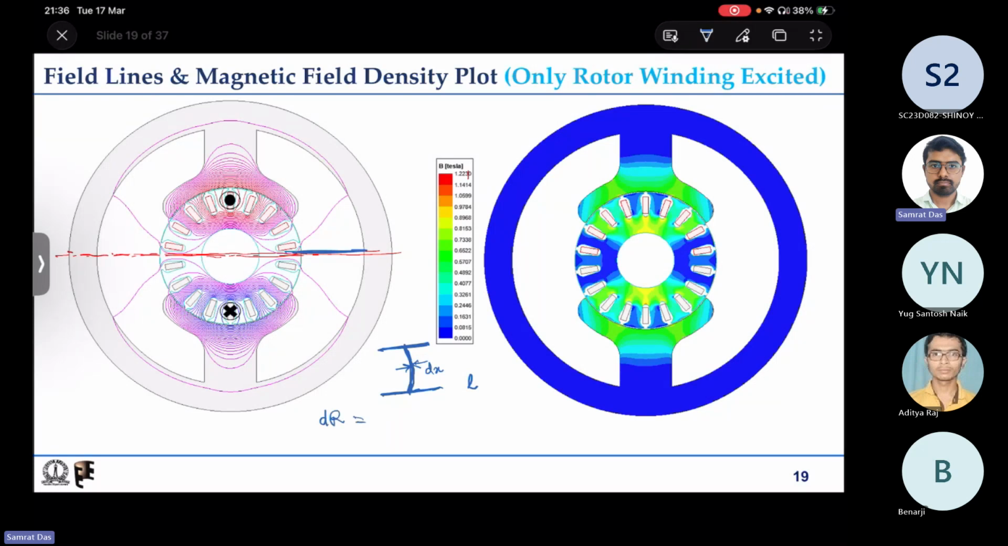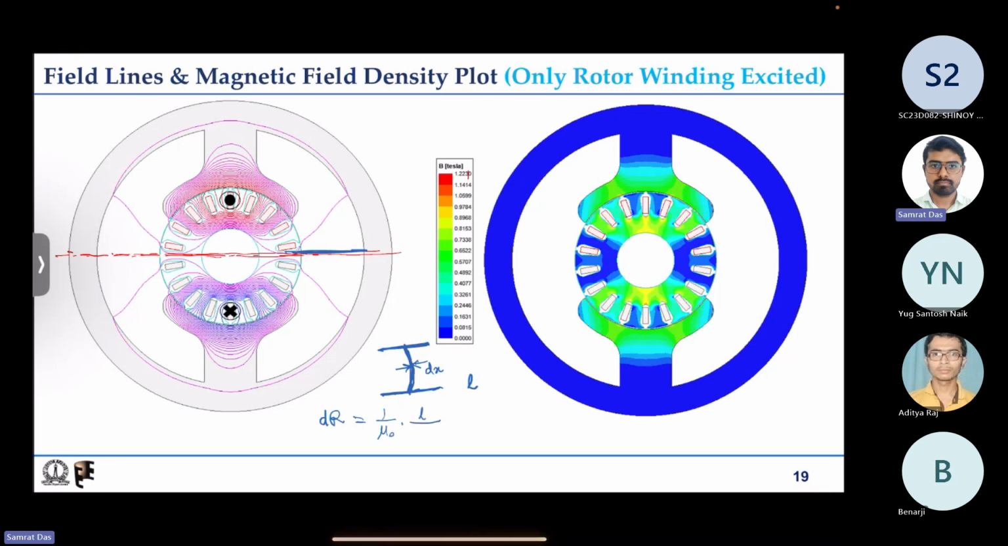That will be dR equal to 1 by mu naught, L divided by, say the axial depth is ls, so the area will be ls into dx, right? This will be the reluctance of this infinitesimal flux path.